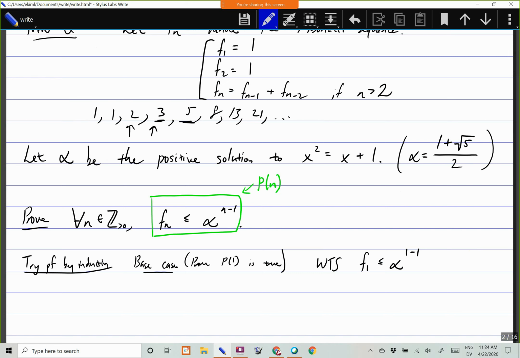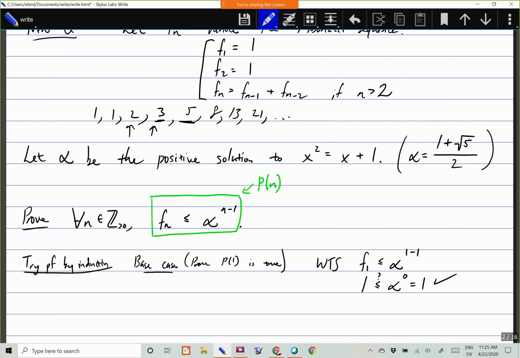So the left side simplifies to a 1. Is that less than or equal to alpha to the 1 minus 1? We know what number alpha is, but it doesn't matter that much, because this is alpha to the 0th power, and anything raised to the 0th power is 1. So this checks out. What we needed was ultimately 1 less than or equal to 1, and 1 is less than or equal to 1. So that works.